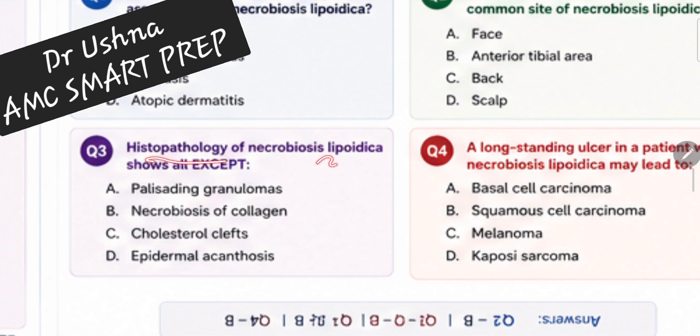Then, what is the histopathology of necrobiosis lipoidica? All the things except. Such a kind of question can also come in your exam. So you should know very particular things regarding any topic, which conditions are included in the topic and which are not. You have palisading granuloma, you have necrobiosis, you have cholesterol clefts, but you do not have epidermal acanthosis. Acanthosis means thickening of your epidermis, particularly the stratum spinosum. So you do not have thickening, you have atrophy rather. So this is not the right thing. You are going to have atrophy of your epidermis in necrobiosis lipoidica.